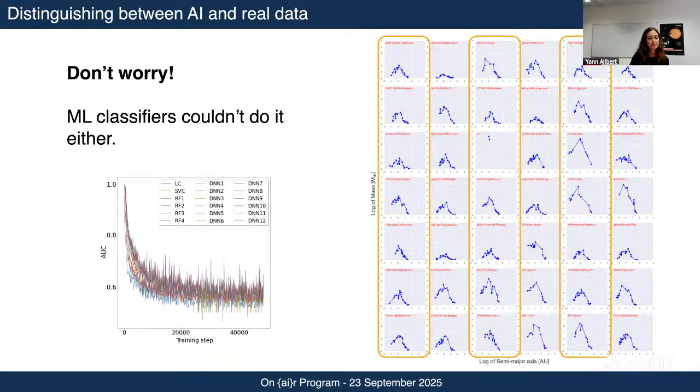So what we did is we actually trained some machine learning classifiers. We fed them 50% fake data and real data, and we allowed them to understand through training at what point they would not be able to distinguish both.